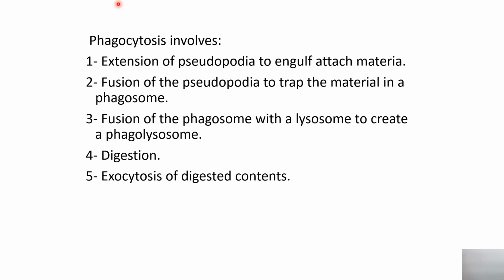Now, phagocytosis basically involves extension of pseudopodia to engulf attached material and fusion of the pseudopodia to trap the material in a phagosome, then fusion of the phagosome with a lysosome to create a phagolysosome, as I was saying. So, fusion of the phagosome with the lysosome will give rise to the phagolysosome. Then ultimately, whatever is inside will be digested, and then exocytosis of the digested products will happen.